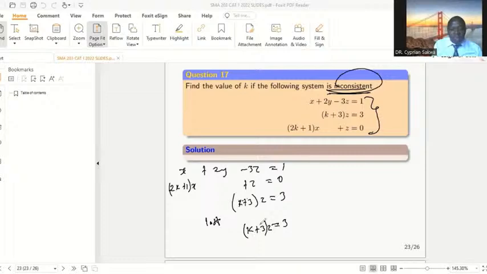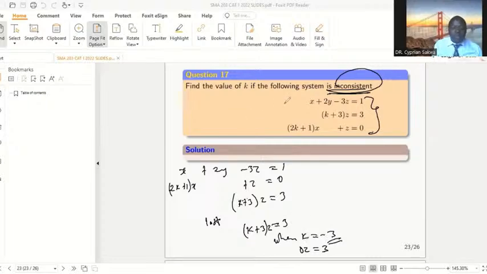So what will make this value to be 0? What will make this value to be 0 is when k is negative 3. When k is negative 3, I would have 0z is equal to 3, which is impossible. So the system would have no solution when k is negative 3.